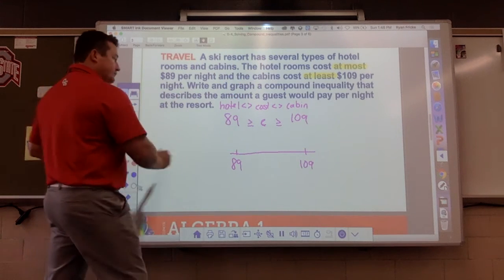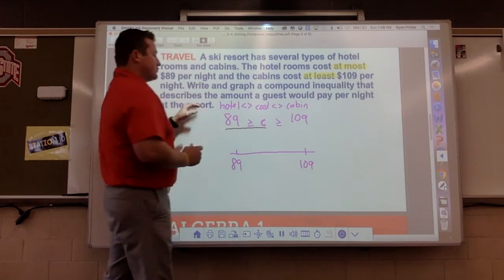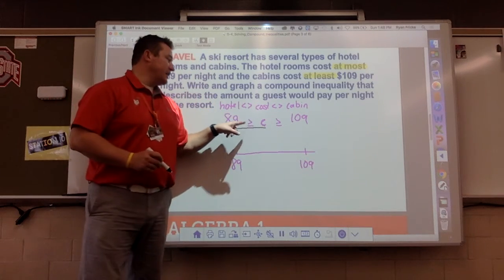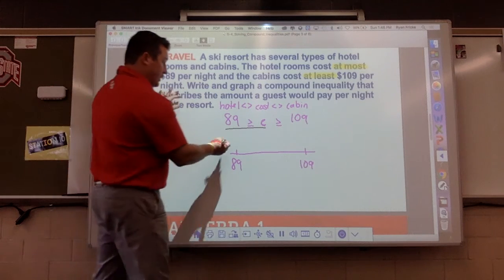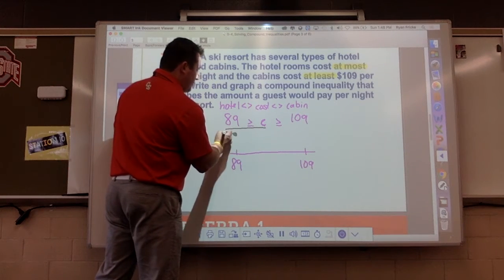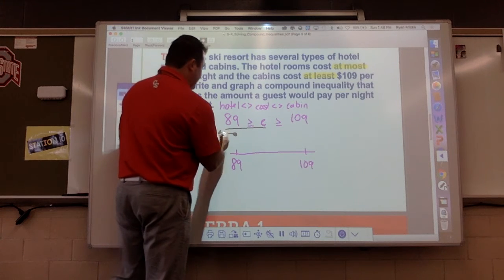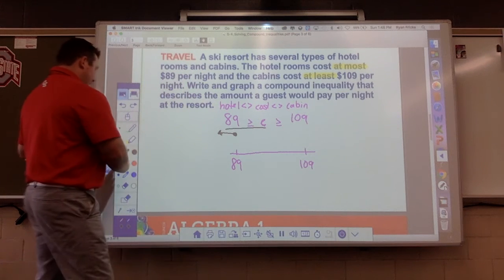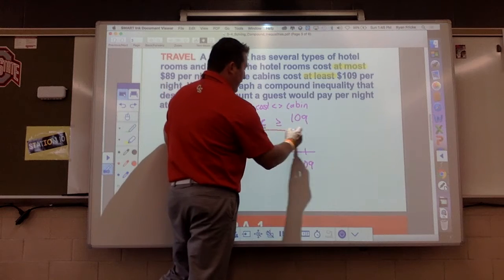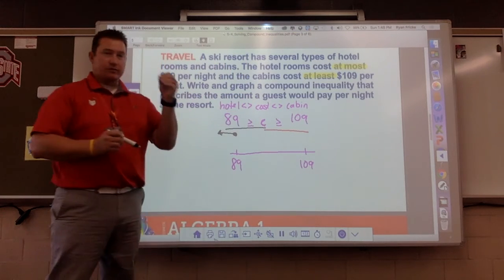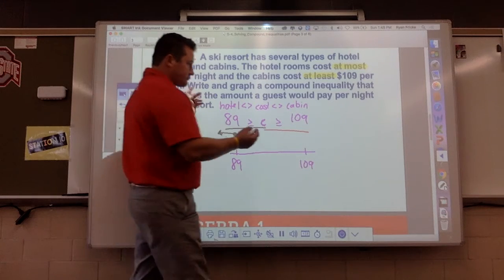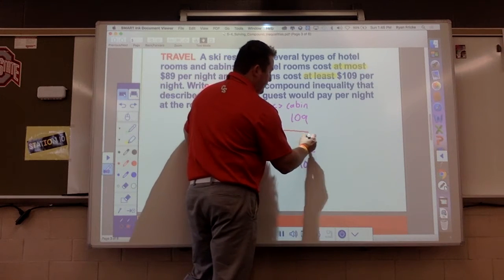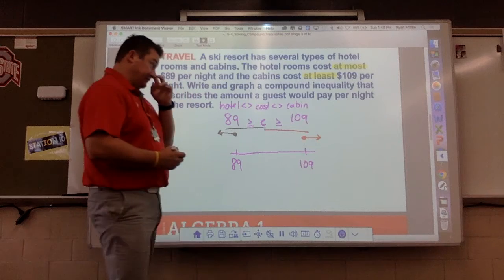So the first part, I will graph right here. Cost less than or equal to $89. Remember, filled in dot here because we're including it. Less than. The other half looks like this. These are our cabin rooms. The cost is greater than or equal to 109. Filled in dot here, going this way.